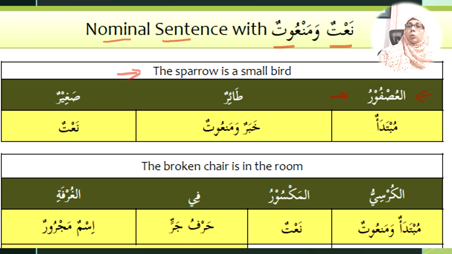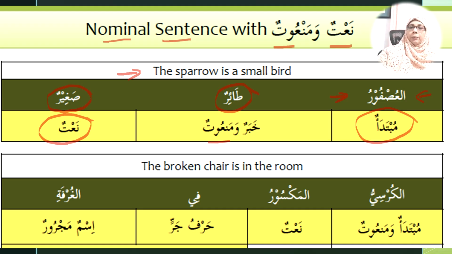So here al-usfuru, which means the sparrow, is the mubtada, which means the subject of the sentence, and the predicate or the khabar of the sentence is ta'irun, which is bird. So it is khabarun wa man'utun, meaning it is the noun which is going to have an adjective describing it, right? So the adjective here is sagirun, small. That is the na'at, which is describing the bird.